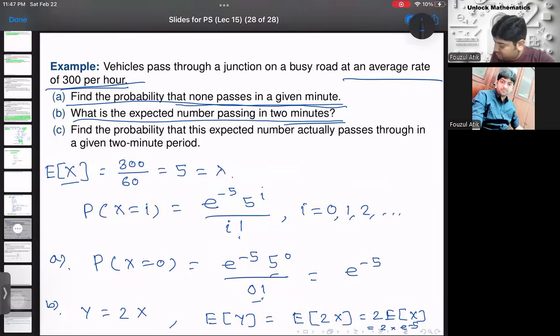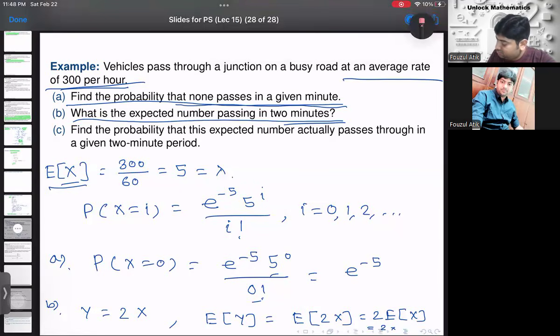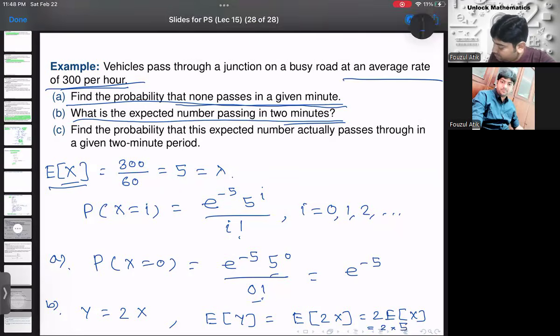Oh, one second, sorry, it is not e to the power minus 5. It is because the expected value of X is 5, right? So it's a mistake. It is 2 into 5. So it is basically 10. So what is the expected number of passing in 2 minutes? It is 10.